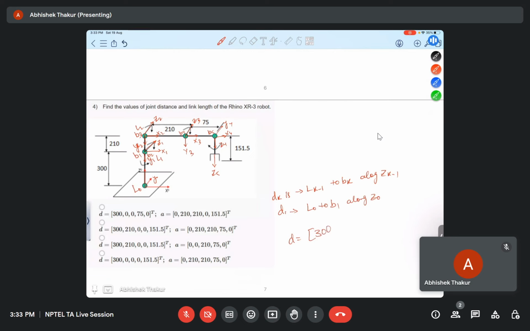300. Now next is D2, which will be L1 to B1. That is 0, because this L1 and B1 are coinciding, so it is 0. Now D3 will be LK minus 1, that is equal to L2 to B3. So L2 and B3 are coinciding, so it is 0. And again L3 and B4 are coinciding, so it will become 0.